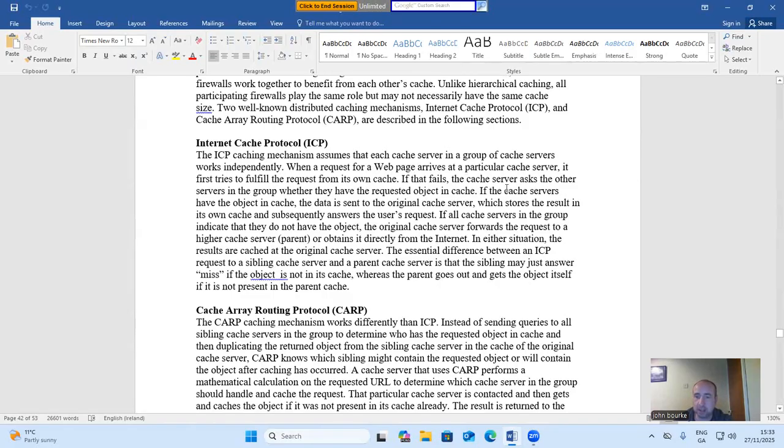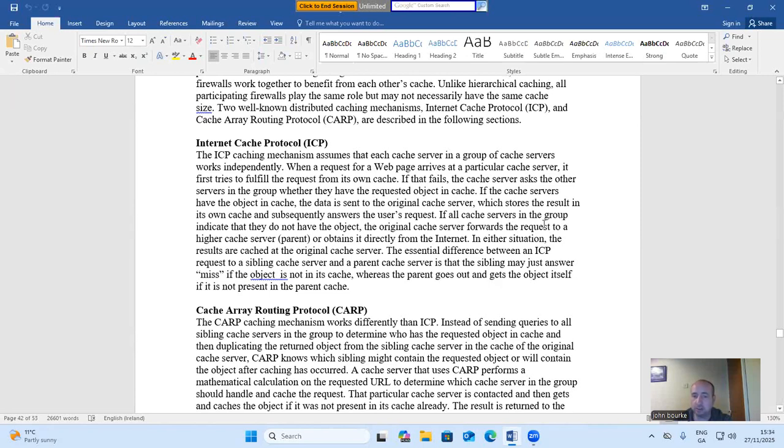If that fails, the cache server asks the other servers in the group whether they have the requested object in cache. If another cache server has the object, the data is sent to the original cache server, which stores the result in its own cache and subsequently answers the user's request.